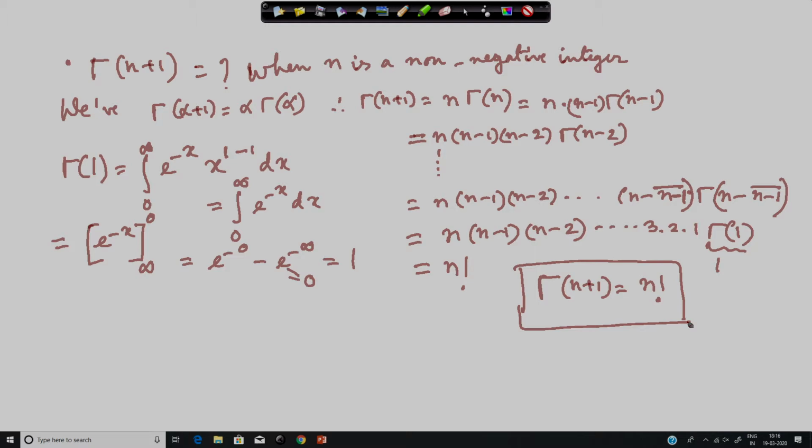This is another property. You should also remember gamma 1 equal to 1. Now, the value of gamma half is also used in many cases. In many physical situations, the problems involve the value of gamma half. So, what will be the value of gamma half?